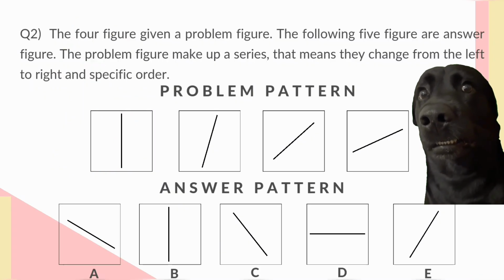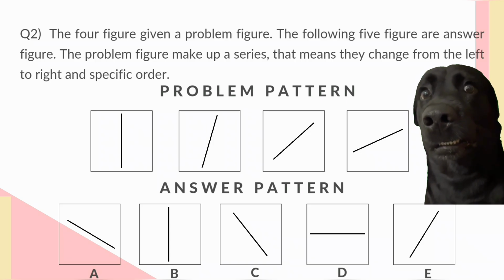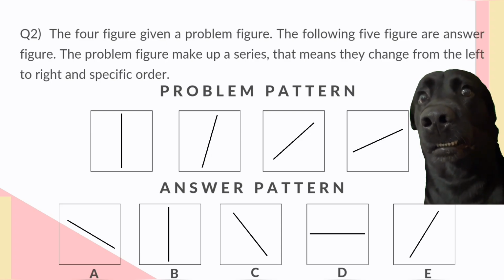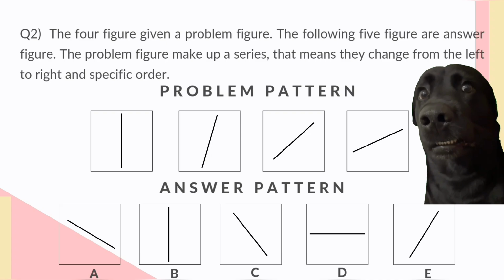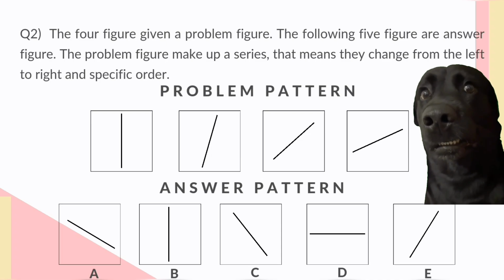The 4 figures given are problem figures. The following 5 figures are answer figures. The problem figures make up a series, that means they change from left to right in a specific order. So here you have these boxes where the orientation of the line is given. In the answer pattern you have 1, 2, 3, 4, 5. Can you tell me which answer is correct in the comment box?